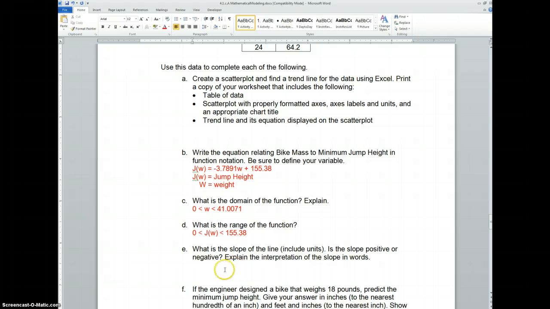Cool. So then, what is the slope of the line, positive or negative, and explain the interpretation of the slope in words. The slope in this case is negative 3.7891. M is the universal symbol for slope. And it means as the mass increases, the jump height decreases.